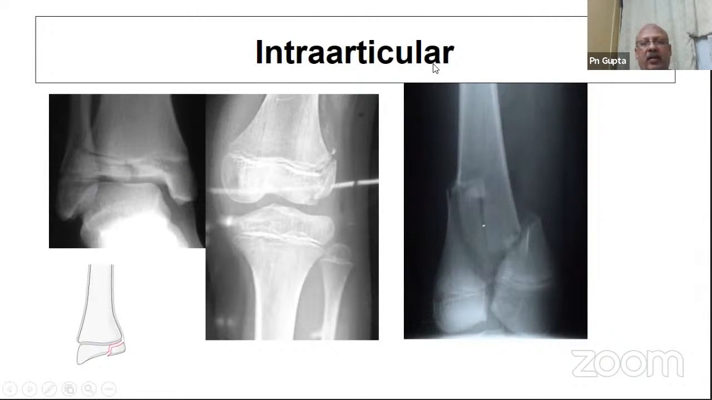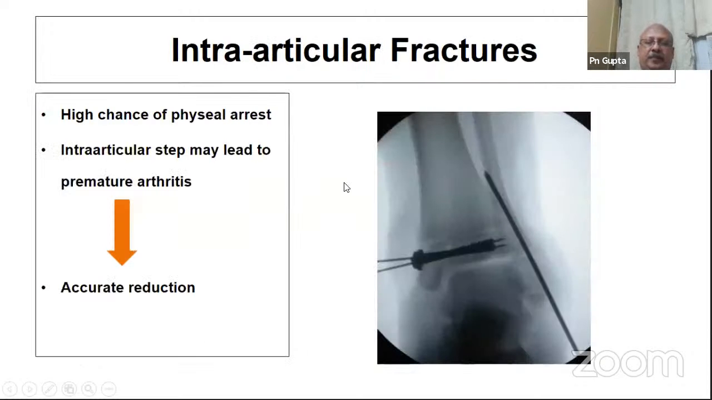So these are intra-articular injuries, and all intra-articular injuries in children should be anatomically reconstructed. Otherwise, they can lead to later degenerative arthritis. Another important aspect of growth plate injuries is the high chance of physeal arrest, especially in Salter-Harris type 3 and type 4. And second, an intra-articular step may lead to premature arthritis. So accurate reduction, sparing the growth plate, is essential, like for this fracture of the so-called medial malleolus in children.